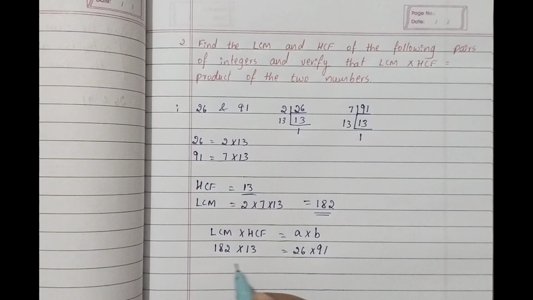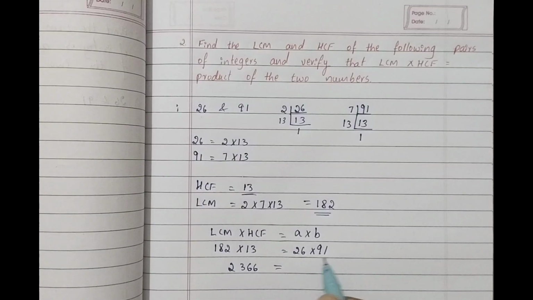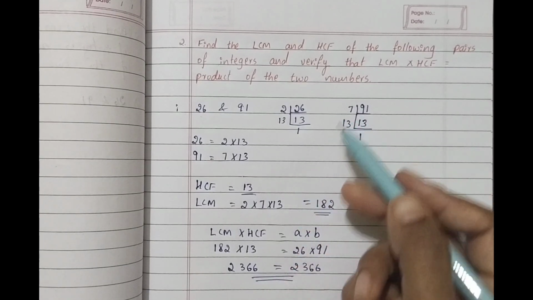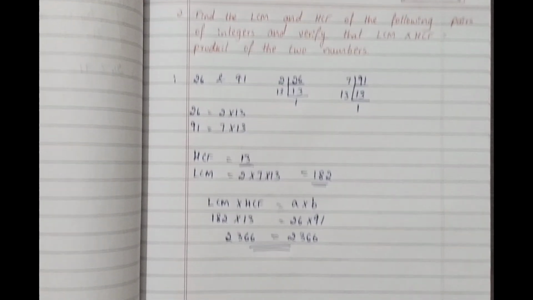When we multiply 182 into 13, we will get 2366. Same on the right hand side also, 26 into 91 is equal to 2366. So while verifying, we have to get LHS equal to RHS. Then only we can consider our LCM and HCF answer is correct.